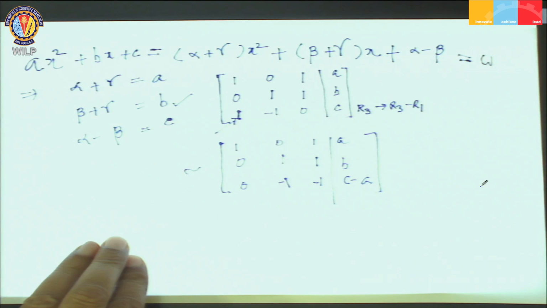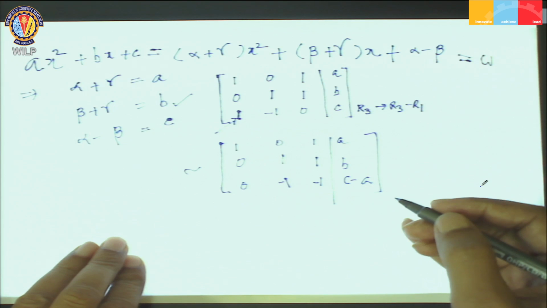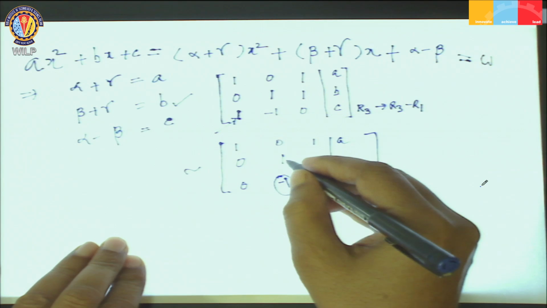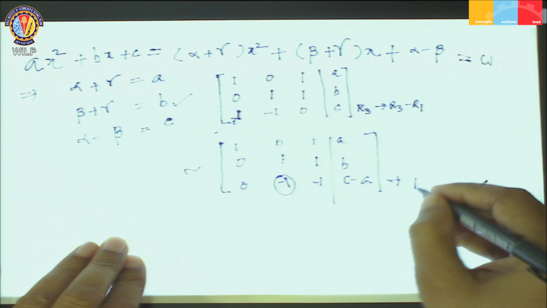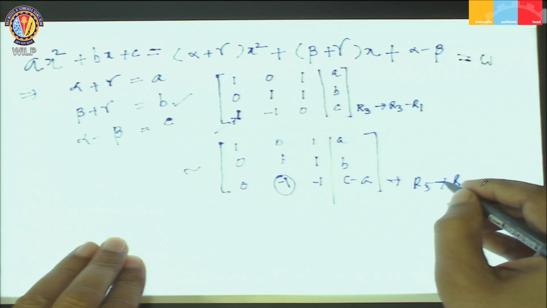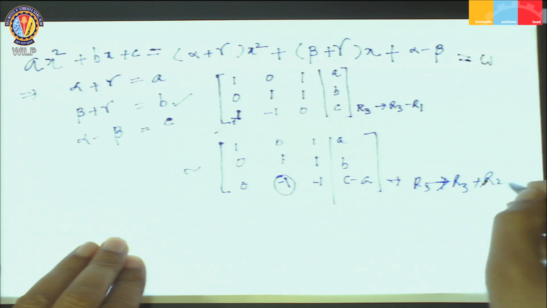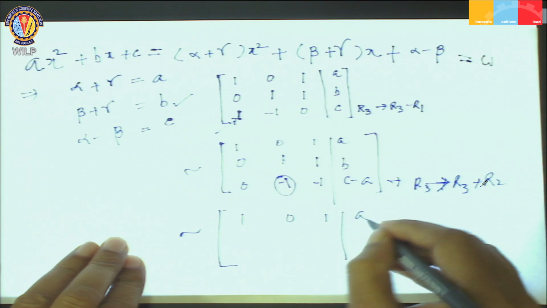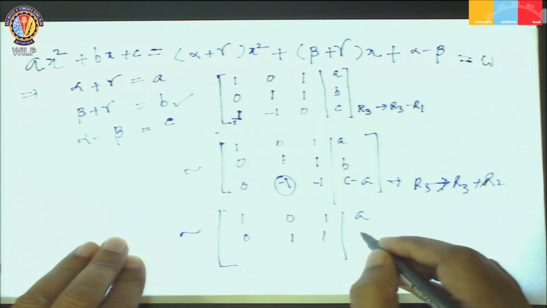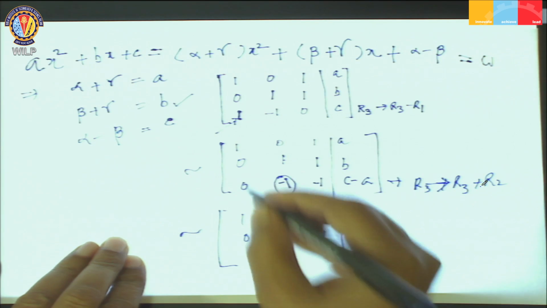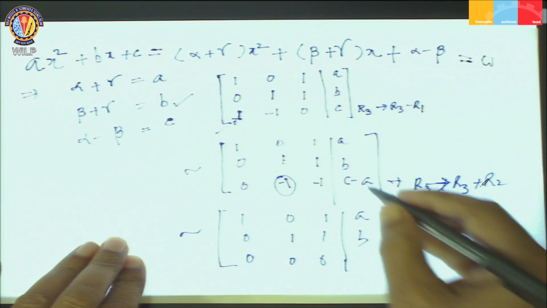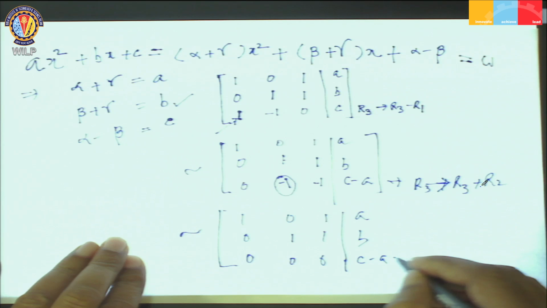At this stage it is not in row reduced echelon form. Again, you want this element to be 0. How will this element become 0? Add R2 to R3. Now replace R3 by R3 plus R2. See what you get: 1, 0, 1, a, then 0, 1, 1, b. Adding the second row to the third, 0 plus 0 is 0, 1 minus 1 is 0, 1 minus 1 is 0, and then we get c minus a plus b.